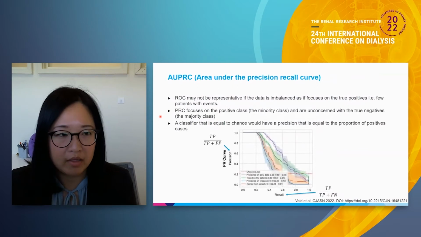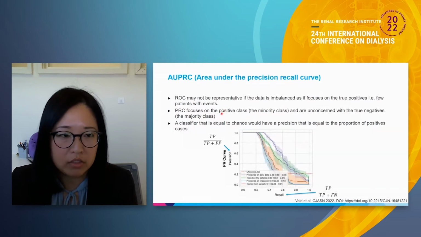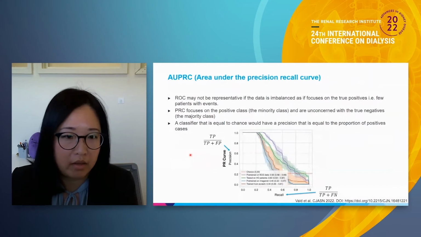Something that you may not be as familiar with is the area under the precision recall curve, where your precision is on your y-axis and your recall is on your x-axis. And the ROC curve may not be representative of the data if the data is imbalanced, meaning that you have very few patients who have the actual event. So the PRC is better because it actually focuses on the positive class and not so much on the true negatives. And so you would want to use this if your data is imbalanced.